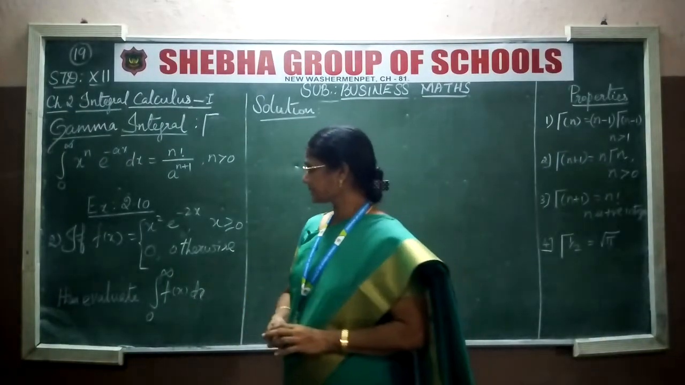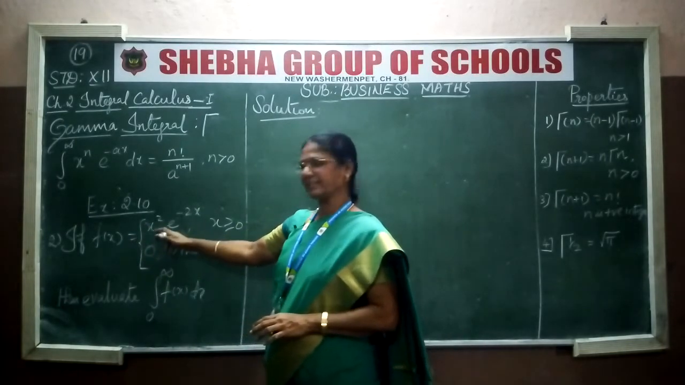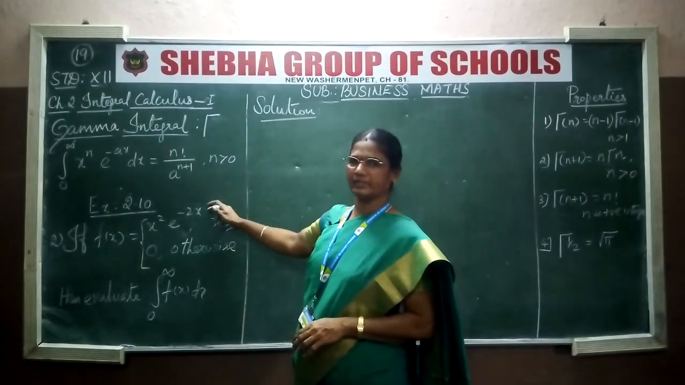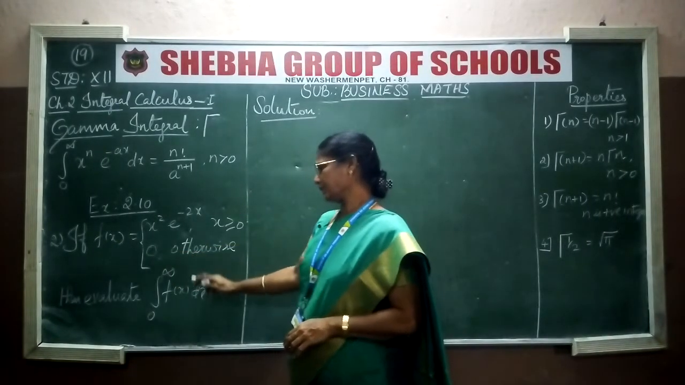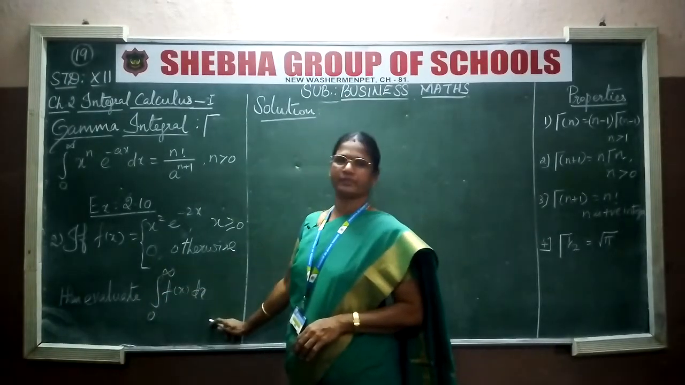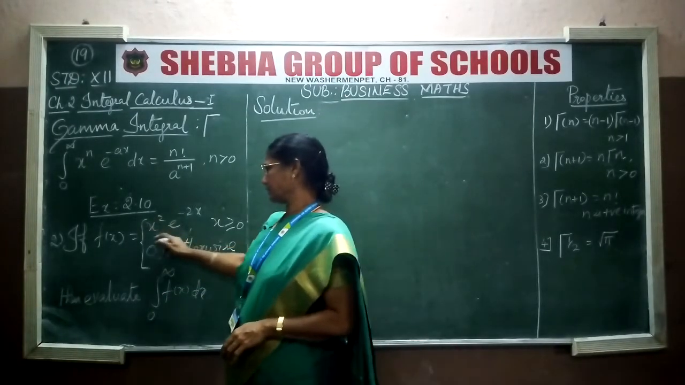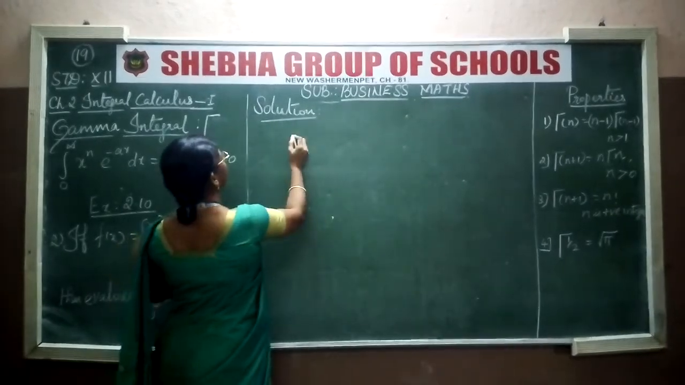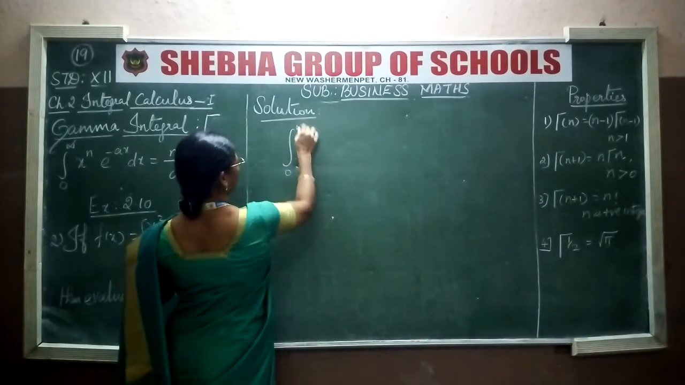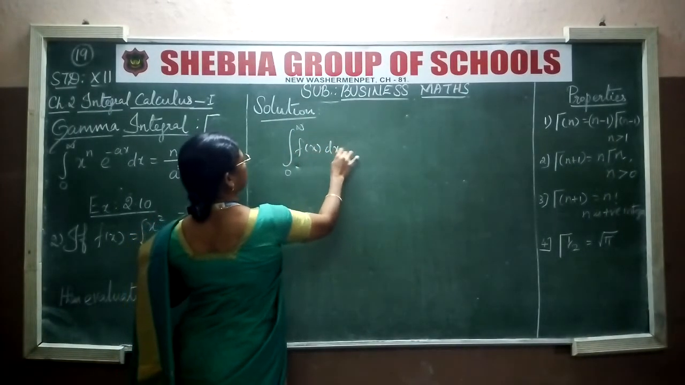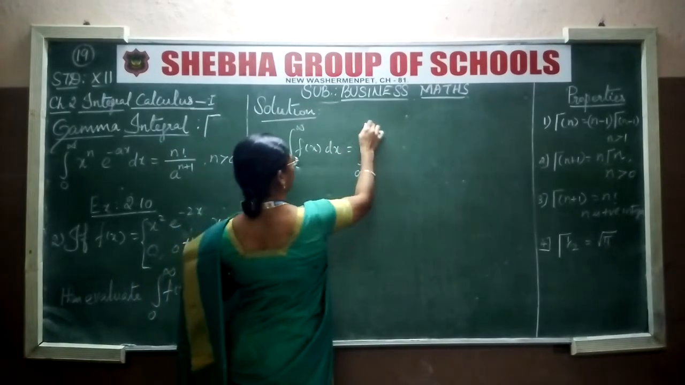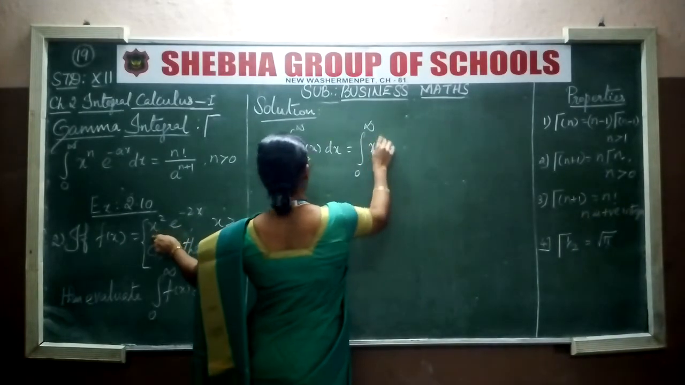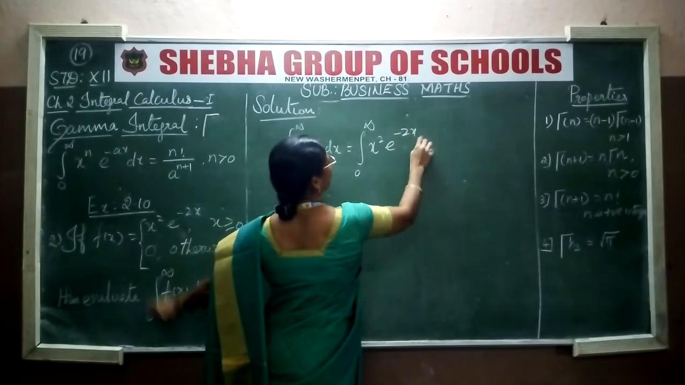Next let us see the second sum. If f of x equal to function is given, for x greater than or equal to 0, that means 0 to infinity, and it is equal to 0 otherwise. Then evaluate integral 0 to infinity f of x into dx. So we write integral 0 to infinity f of x dx equal to integral 0 to infinity, when x is greater than or equal to 0, our function is x square e power minus 2x into dx.